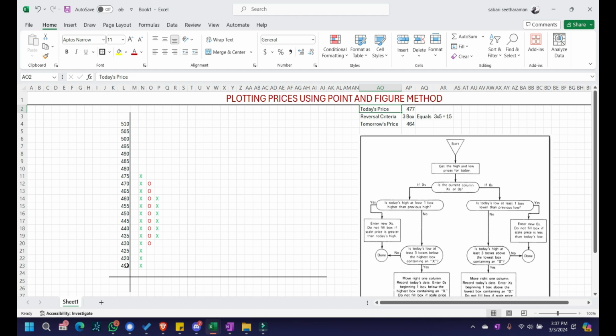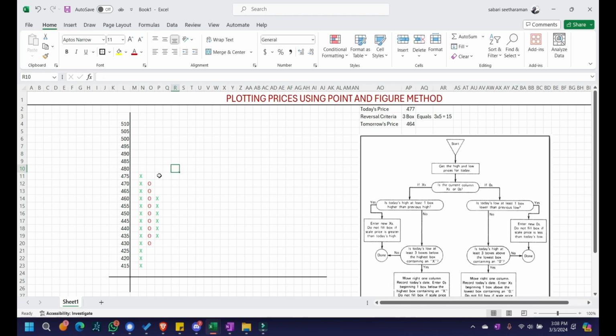Assume yesterday Microsoft closed at $470. Okay, so we marked X yesterday. Now, today the close price for Microsoft is 477. So I'll mark another X. I'll not mark X here. Why? Because Microsoft has not yet attained 480. It's still at 477, in between 475 and 480. So I'll not mark X here.